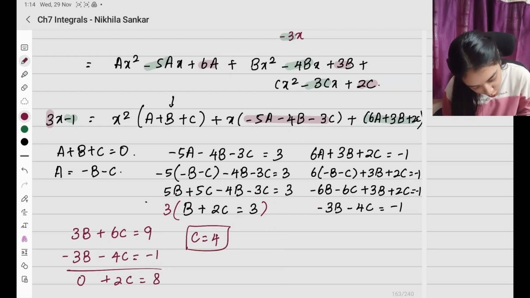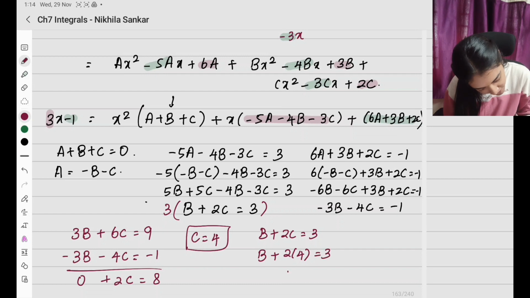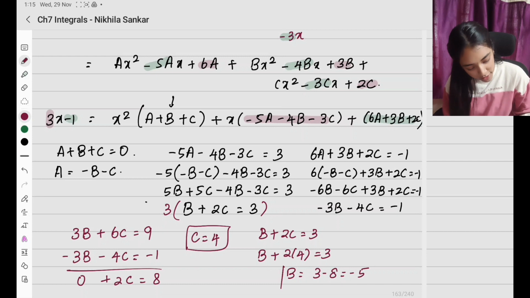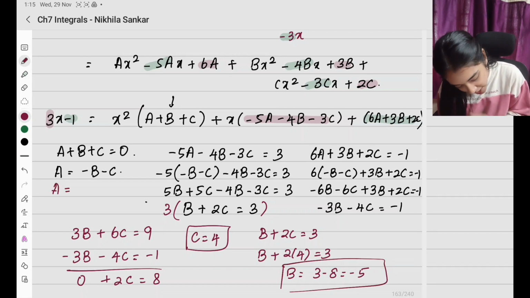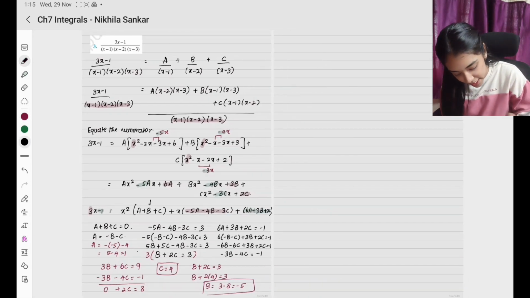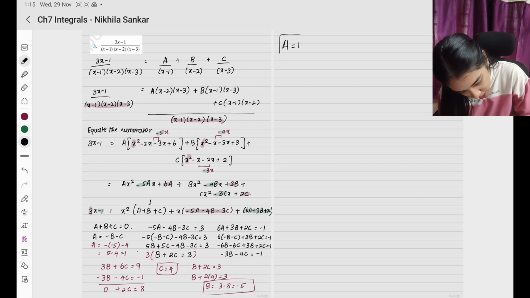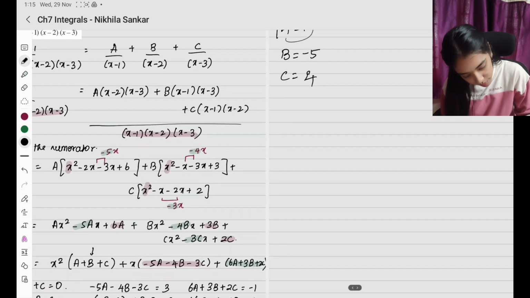Now if we substitute in the other equation, we can find b. So b plus 2c equals 3. b plus 2 times 4 equals 3. b equals 3 minus 8, which is going to be minus 5. So we found the value of b. The value of b is going to be minus 5. So substituting that here, I can find the value of a. So a is going to be minus of minus 5. What value of c did we get? 4. So this is going to be 5 minus 4, which is 1. So I found the values for a, b and c. A is going to be 1, b is going to be minus 5 and c is going to be 4. So these are the values.